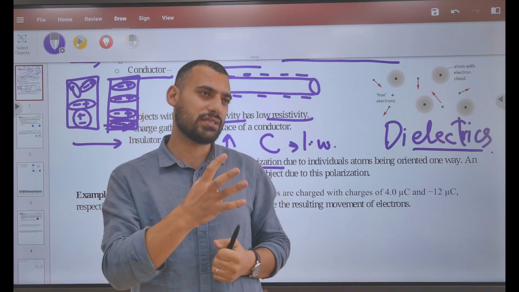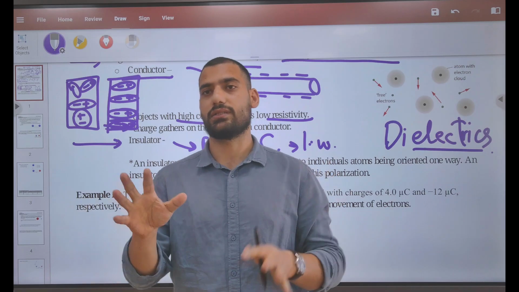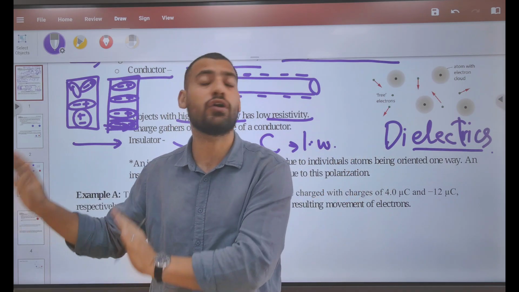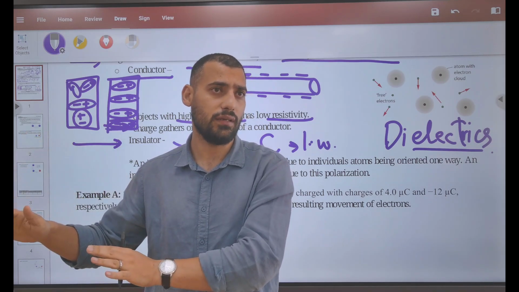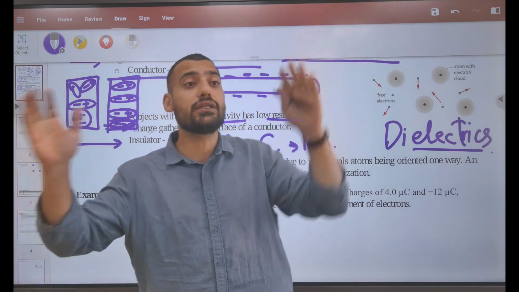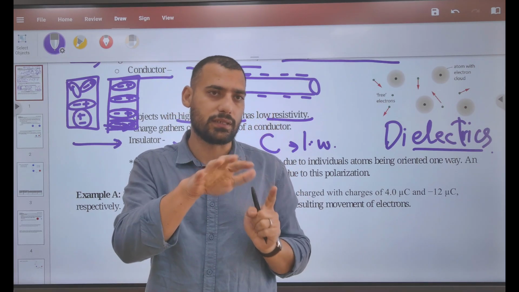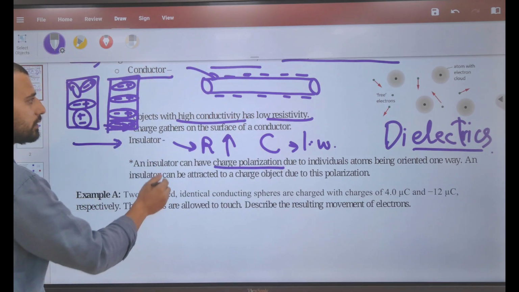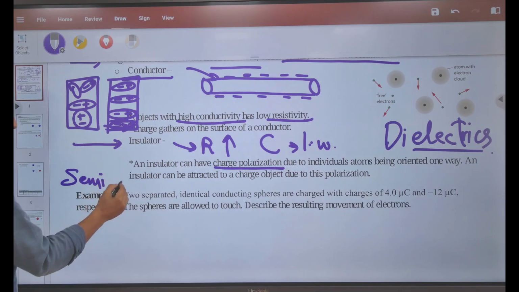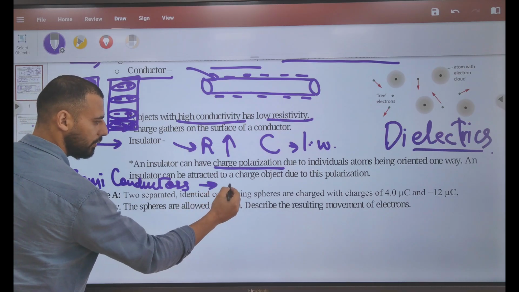That is something about charge, something about quantization, something about conservation, and something about the substances in which charges can flow. If charge flows very easily, we call it a conductor. If charge doesn't flow at all, we call it an insulator. But if it has intermediate conductivity, not very high, not very low, then it is called a semiconductor. And a semiconductor is something which is in your mobile phones. I will use the term intermediate for semiconductors. Semiconductors have intermediate conductivity.